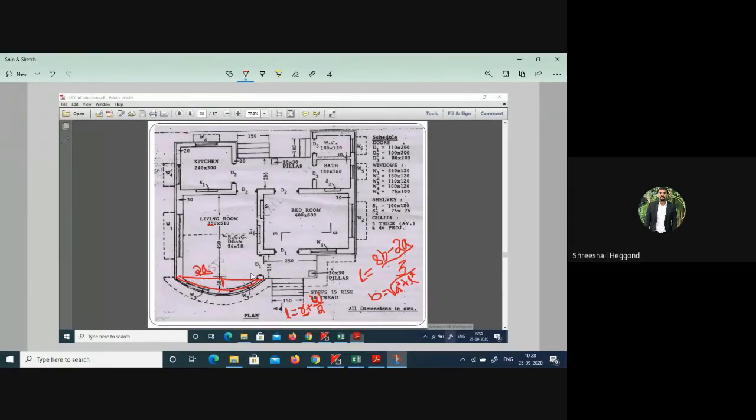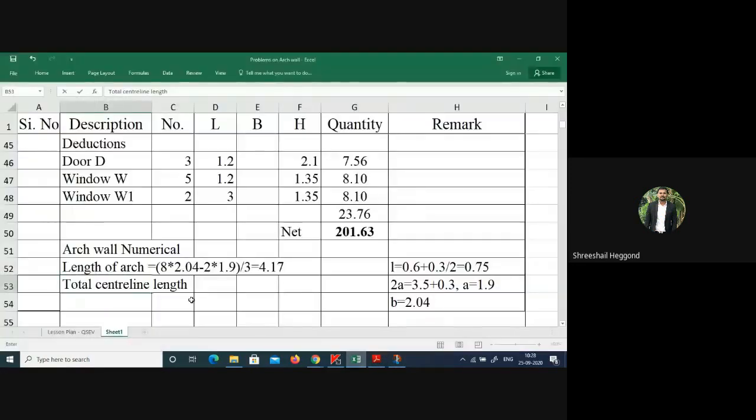Total is 2a, half you have to consider. That will be 350 internal, center to center, if you are considering, that will be 3.5 plus 0.3, both the side half of wall thickness if you are adding, divided by 2 will be the a value. Therefore, the a value will be 1.9. Is that clear? Yes sir. Okay, fine. You can continue the calculation part.